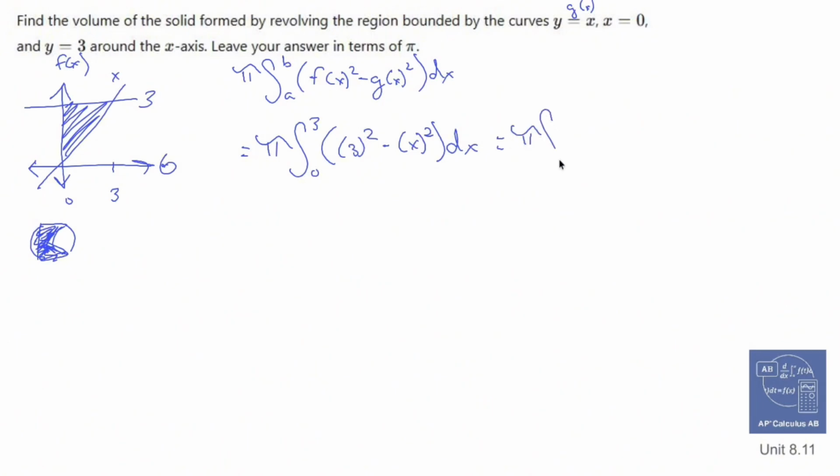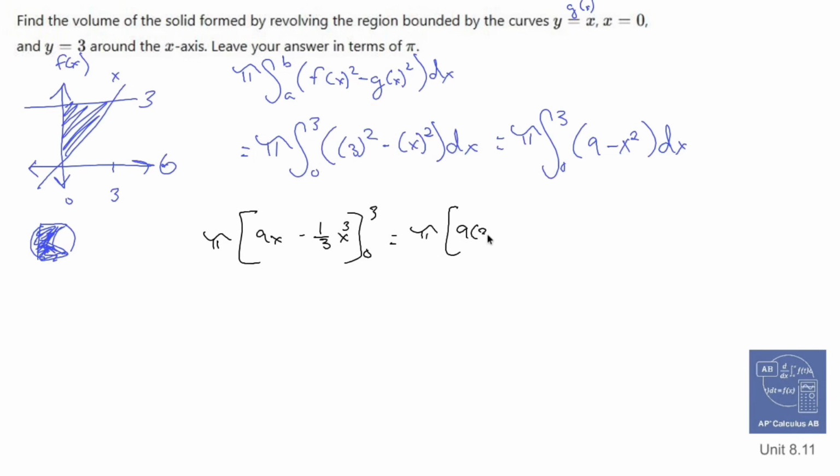So you become pi, 0 to 3 of 9 minus x squared dx. Now we can integrate. Leave that pi out there. Pi times 9x minus 1/3 x to the third. Limits are 0 and 3. Plug in 3: pi times 9 times 3 minus 1/3 of 3 to the third power. Minus, common sense says if I plug in 0, I get 0 minus 0, which is 0 times pi, which is 0.